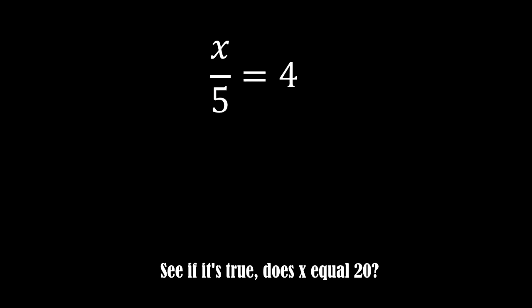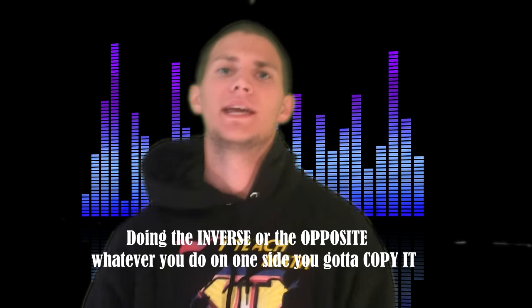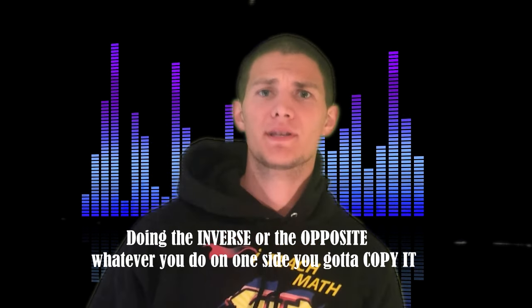So let's see if it's true. Does X equal 20? Substitute it for X and check. 20 divided by 5, that's 4. Since it is true, we're right for sure. Yeah!